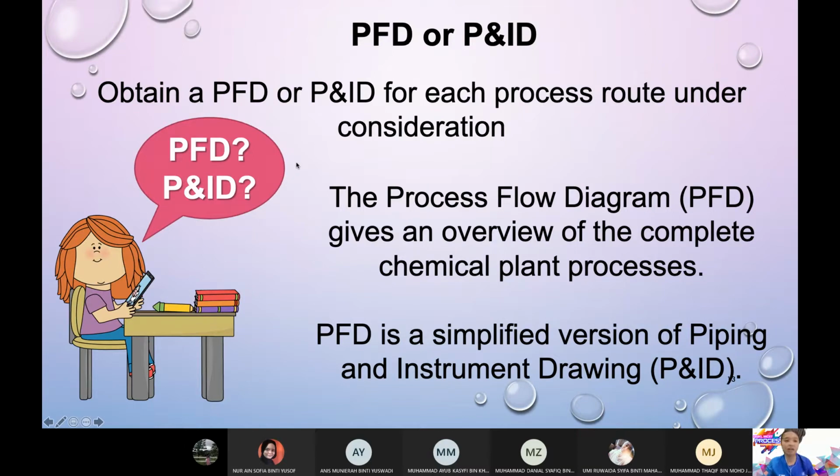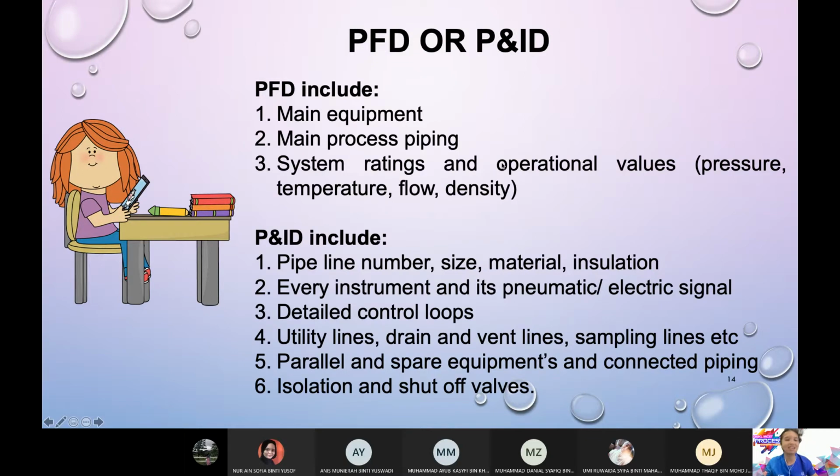Cari process flow diagram kalau kamu boleh. PNID ni kalau tak ada choice lah, dapat PNID pun okey, tapi PNID ni susah nak tengok sebenarnya. Kenapa? Okey. Kalau PFD dia lebih less complex sebab dia hanya ada main equipment, main process piping, a little bit of the utilities and just pressure, temperature, flow rate, density. Sebab tu nanti kita akan cari pressure, temperature, flow rate for mass balance and density. Kalau PNID termasuk yang kesemua di atas dan termasuk pipe, line number, size, instrument, control, utility, line, drain, vent, semua benda dah kena ada dalam PNID.